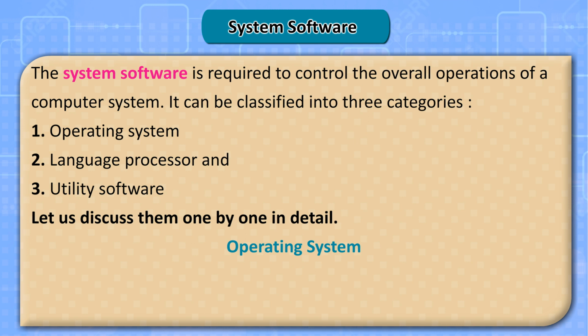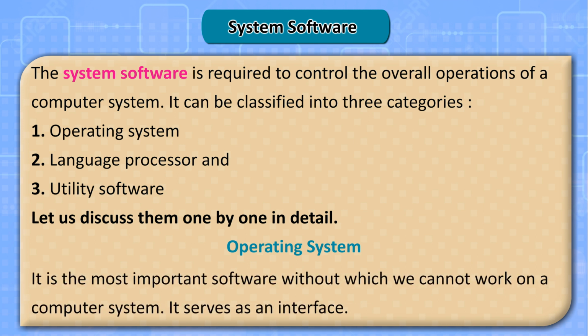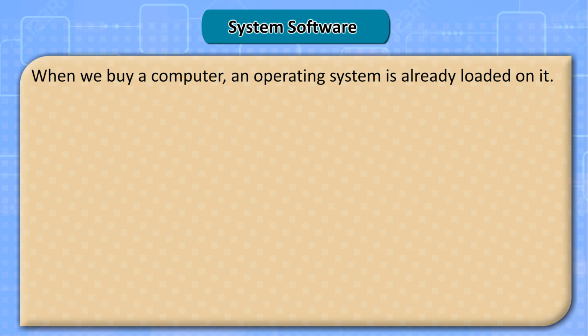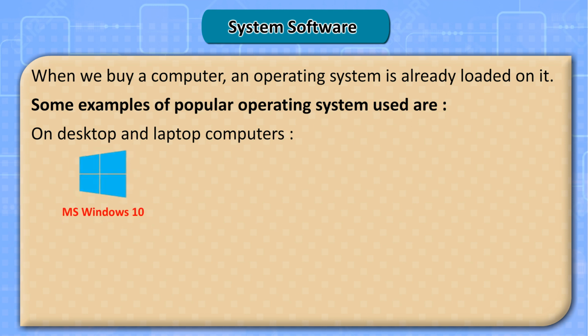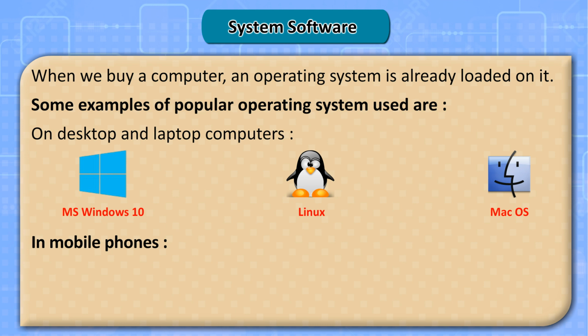Operating system. It is the most important software without which we cannot work on a computer system. It serves as an interface. When we buy a computer, an operating system is already loaded on it. Some examples of popular operating systems used are: on desktop and laptop computers, MS Windows 10, Linux, Mac OS. In mobile phones, Android, iOS.